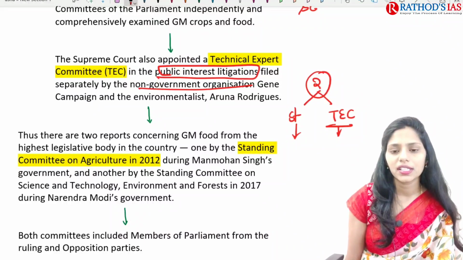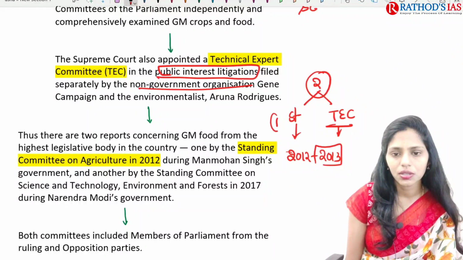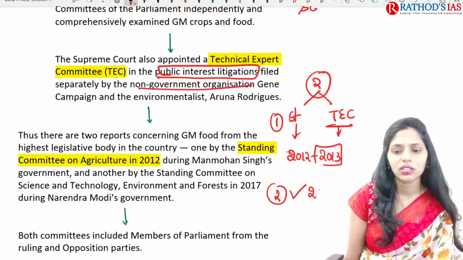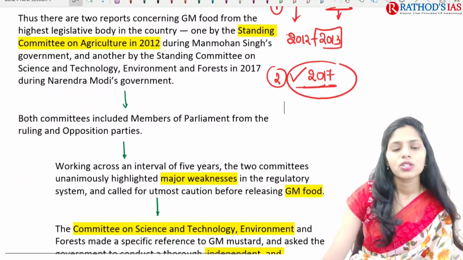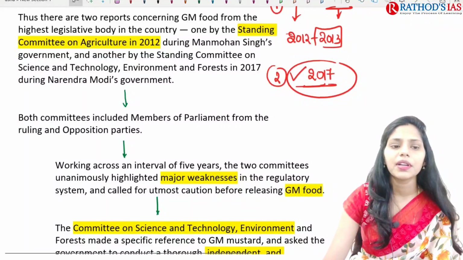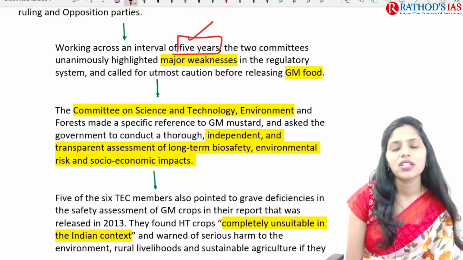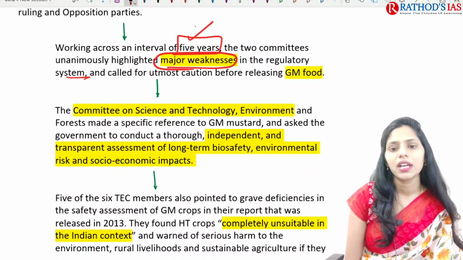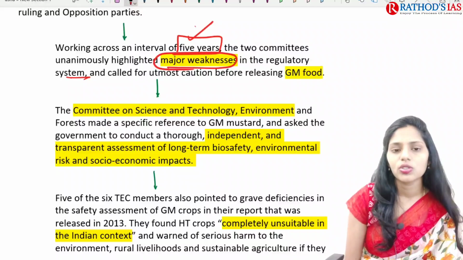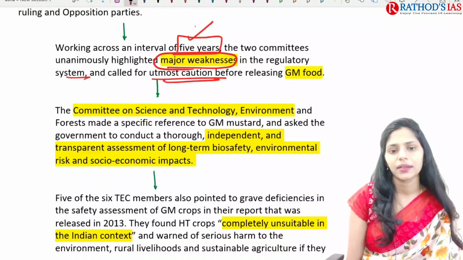The Standing Committee on Agriculture was set up in 2012, and its report was released in 2013 during the Manmohan Singh government. The second committee was appointed in 2017 during the present government. Both committees included members of parliament from the ruling and opposition parties, and they worked for about 5 years. They highlighted major weaknesses in the regulatory system, and also the caution that should be taken before releasing GM food into the market.